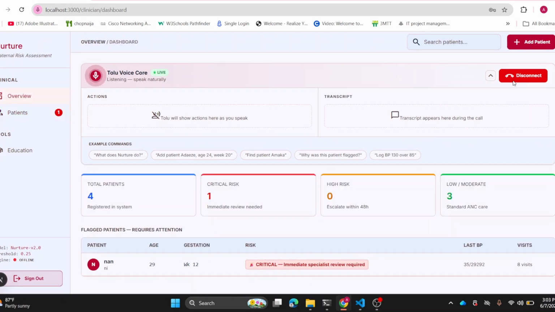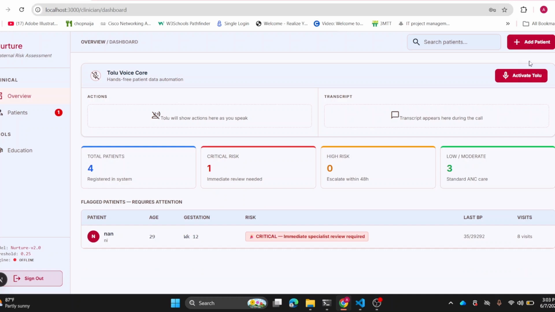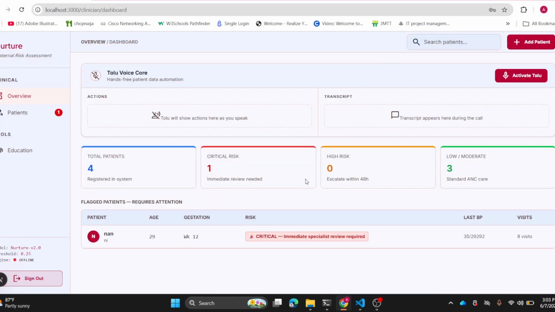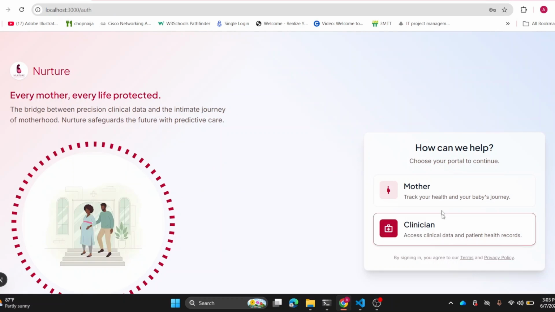All right, Tolu, thank you for your time. So basically, the clinician adds, and then we look into patterns for this, and then we give output. So that's what the clinician side does.